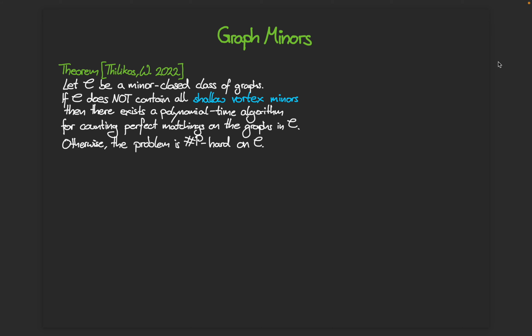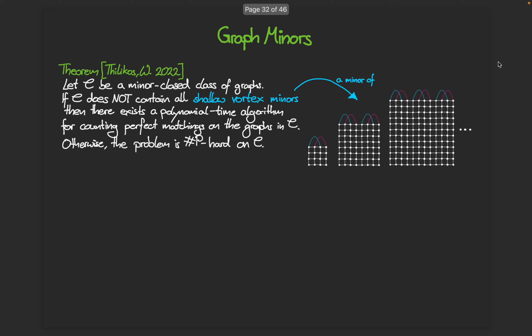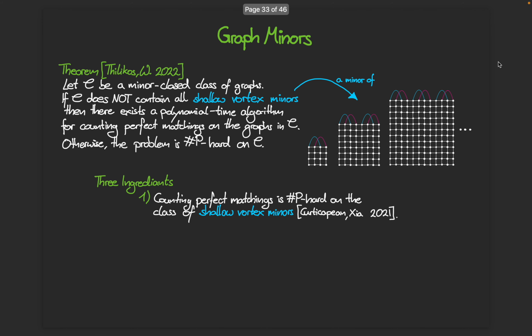And we say that if I have a minor closed graph class, then if this class does not contain all shallow vortex minors, then there exists a polynomial time algorithm for counting perfect matchings, and otherwise the problem is sharply hard on the class. And what is a shallow vortex minor? It's simply a minor of a graph that's shaped like this. You can see here the first three guys in this list. It's an infinite list. And if H is a minor of some member of this list, it's a shallow vortex minor. To prove this theorem, we need three ingredients.